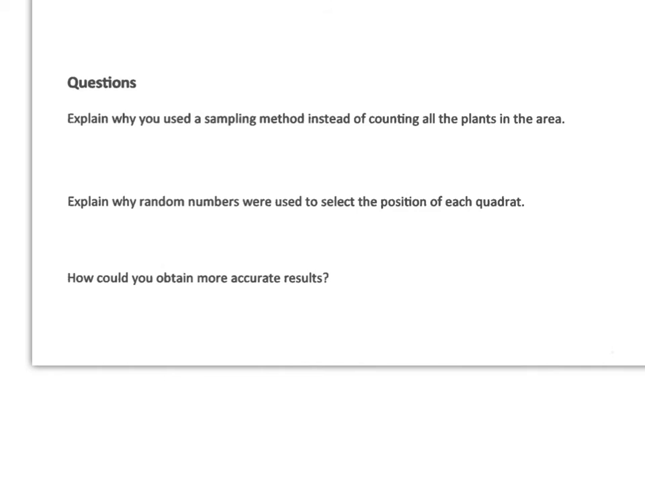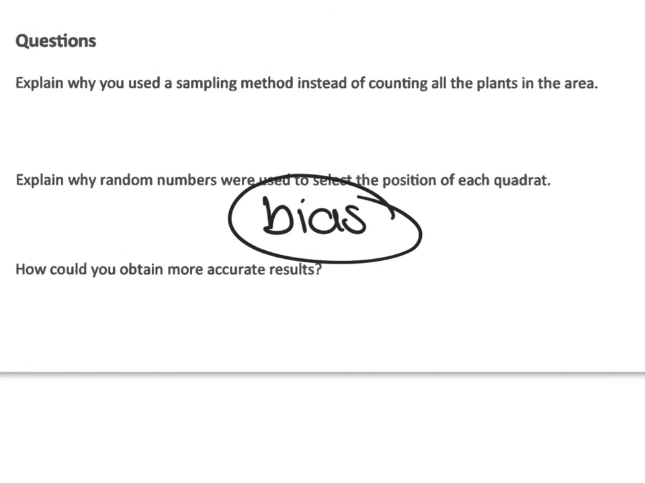Why do we use random numbers to select the position of each quadrat? So you can say the quadrats were placed randomly so that there was no bias. That's written on the board there.